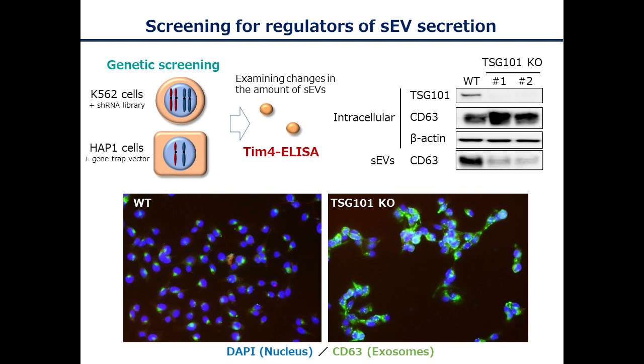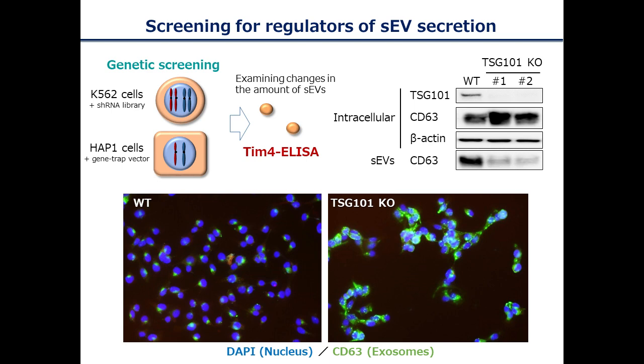By taking advantage of this method, we performed genetic screening for regulators of SEV secretion by introducing an shRNA library into K562 leukemia cells or a gene trap vector into HAP1 haploid cells. After examining changes in the amount of SEVs by TIM4 ELISA, we identified several candidates, including TSG-101. As you can see, TSG-101 knockout significantly reduced the amount of SEVs, whereas non-secreted vesicles accumulated inside the cells.